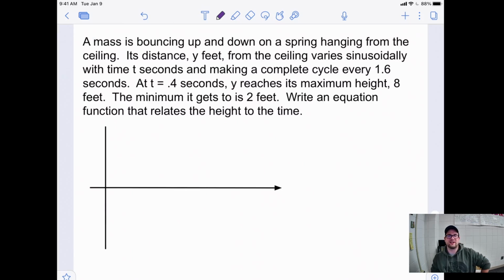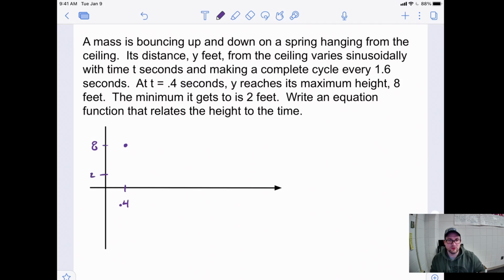I think we have 3 today, so this is number 2 of 3. It says a mass bouncing up and down on a spring hanging from the ceiling. Its distance y from the ceiling varies sinusoidally. That means it's modeled by a sine or a cosine function with time, t, seconds, after making a complete cycle every 1.6 seconds. At 0.4 seconds, so here is 0.4 seconds, y reaches its maximum height of 8 feet. So here, we're at 8 feet sitting right there. And then it says the minimum it gets to is 2 feet.